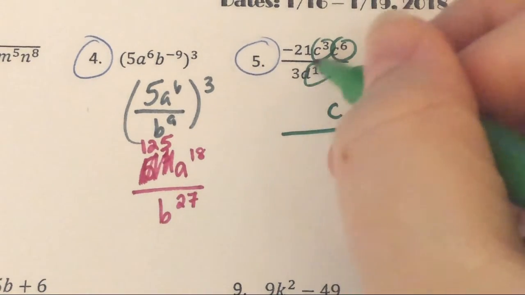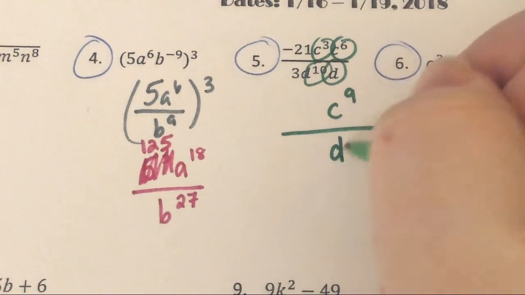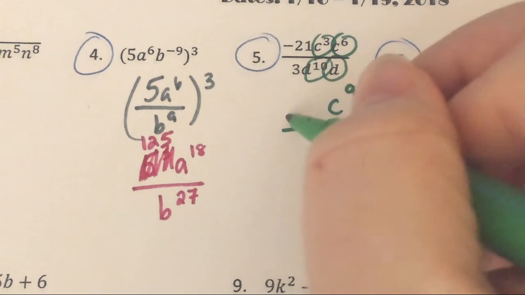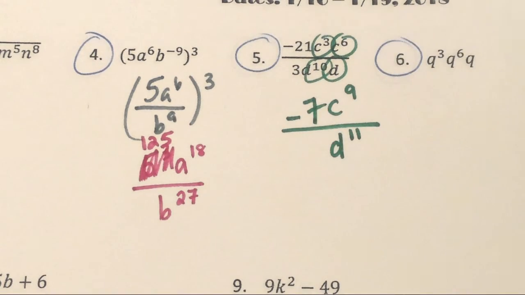There are only d's in the denominator. I'm going to add those and get d to the 11th. Now, all I have to deal with is that negative 21 divided by 3. Negative 7. We're done. 5 was easy, and then 6 is the easiest one of them all.